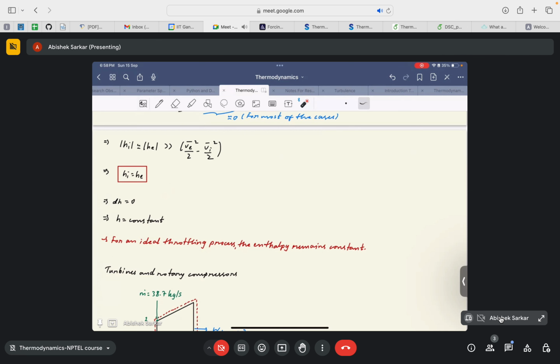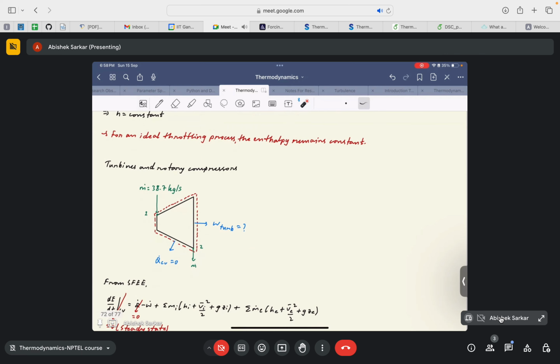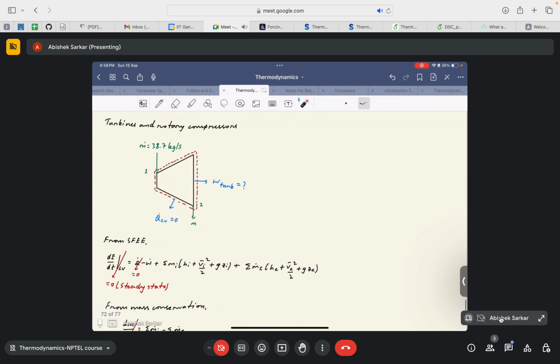Next are turbines and rotary compressors. We know that the net application of a turbine or a compressor is as a work producing or work generating device, right? A turbine would produce work and a compressor would consume work to achieve the required process.